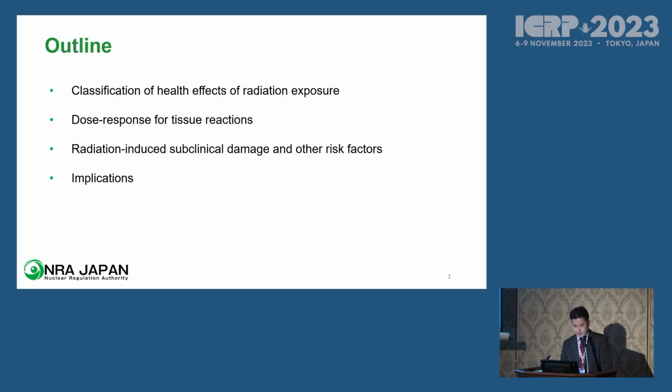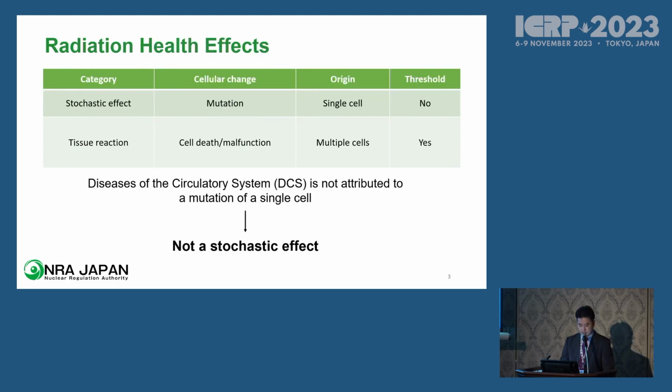So let's begin. My presentation consists of 4 parts: classification of health effects of radiation exposure, dose response for tissue reactions, radiation-induced subclinical damage, and other risk factors and implications. As you know, in the ICRP system of RP, radiation health effects are grouped into 2 categories: stochastic effect and tissue reaction. And classification is based on theoretical considerations of underlying mechanism.